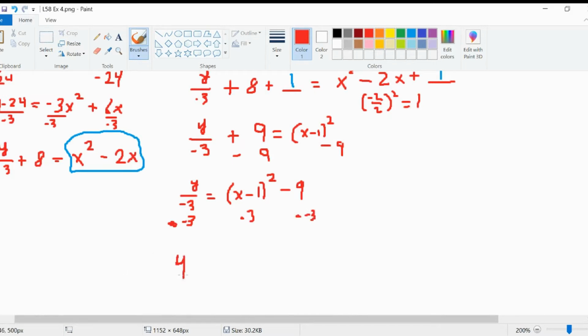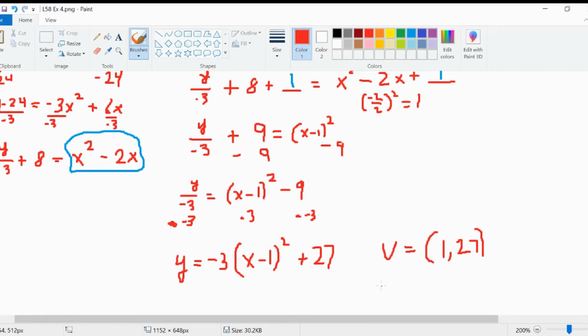That's going to leave me with y is equal to negative 3 times x minus 1 squared. And when I multiply negative 9 by negative 3, that's positive 27. So this means our vertex is that h and that k. Our h value is 1. There's my x of my vertex, and my y value is 27. So how high did the diver get? The diver was going to get 27 feet above the ground.